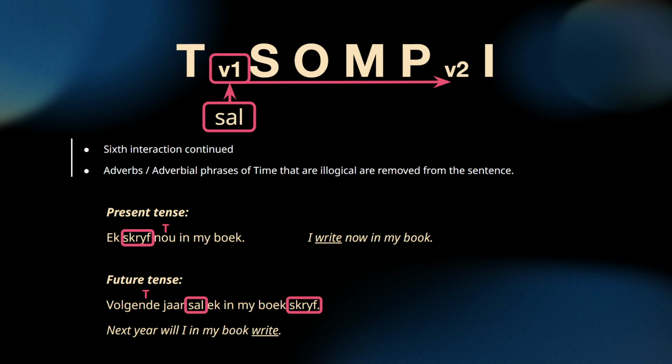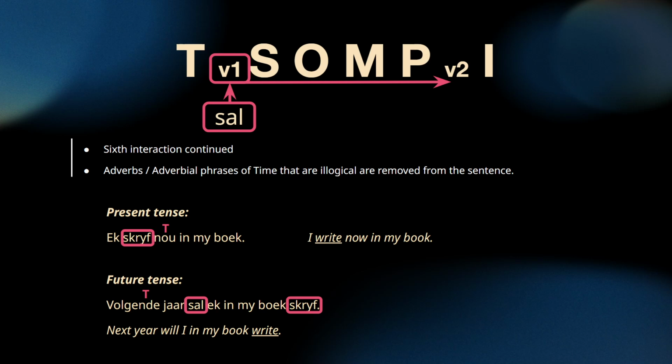All right. Let's take a look at an expansion of this. Now, when we have an adverb or an adverbial phrase of time that does not logically fit into the time phrase that I started with. So in my sentence, ek skryf nou in my book. I write now in my book. That time phrase nou implies present tense.